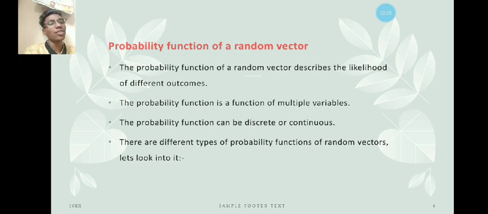Probability functions of a random vector. The probability function of a random vector describes the likelihood of different outcomes. The probability function is a function of multiple variables. The probability function can be discrete or continuous. There are different types of probability functions of random vectors. Let's look into it.